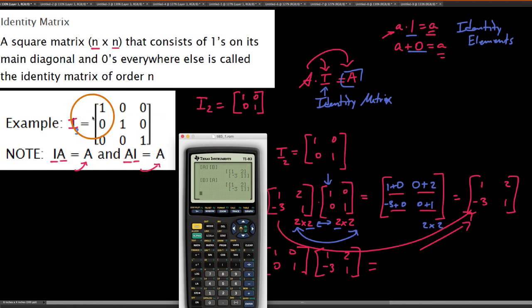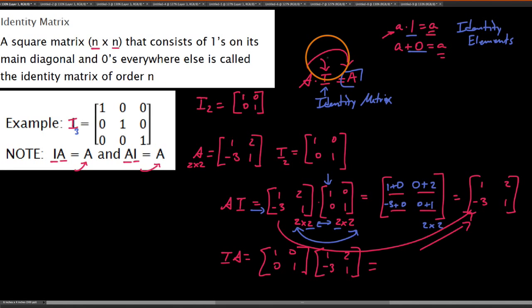So the identity matrix is just the square matrix with ones down the main diagonal and zeros elsewhere that has the property that when we multiply any matrix by it, the matrix stays the same.